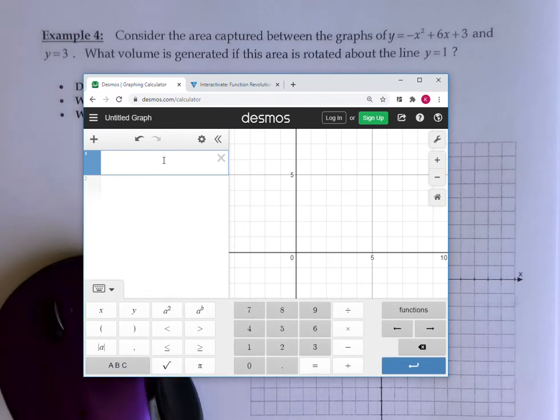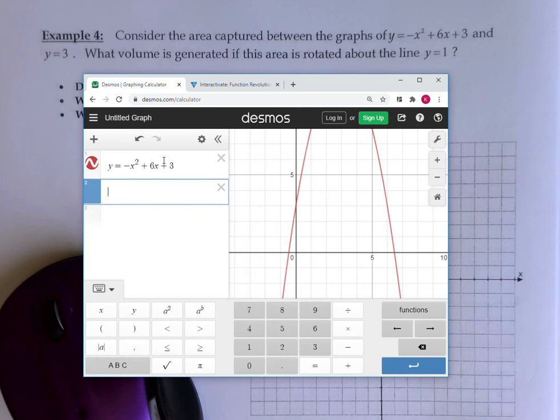So our parabola y equals minus x squared plus 6x plus 3. Our line y equals 3.